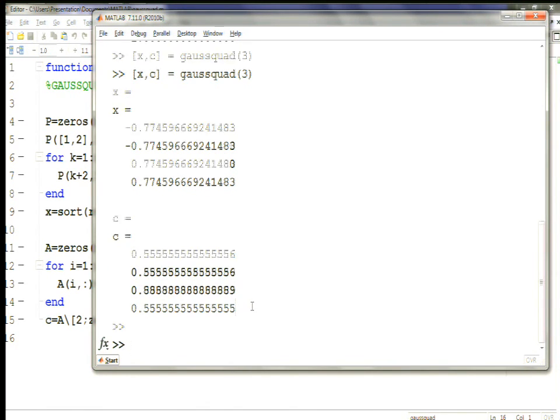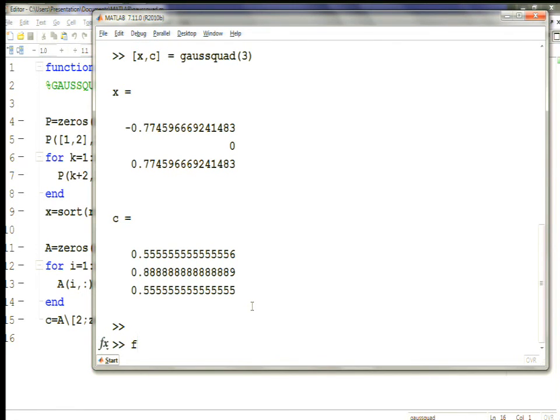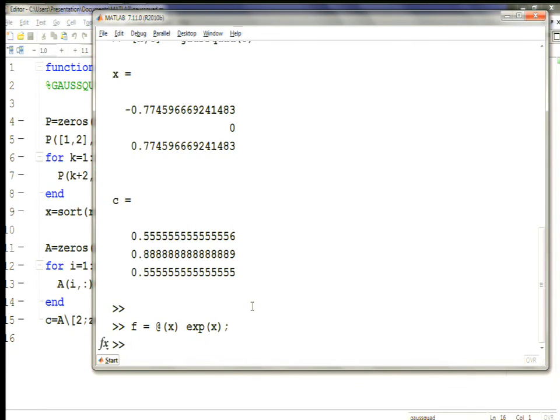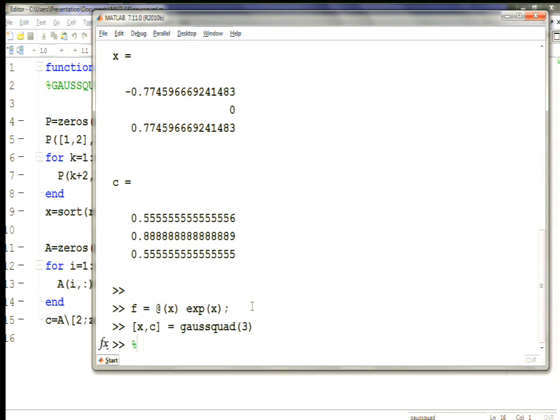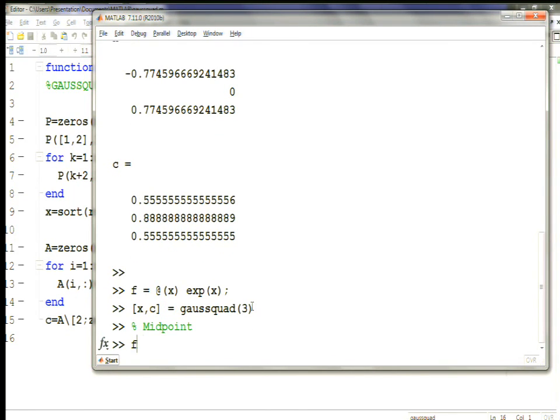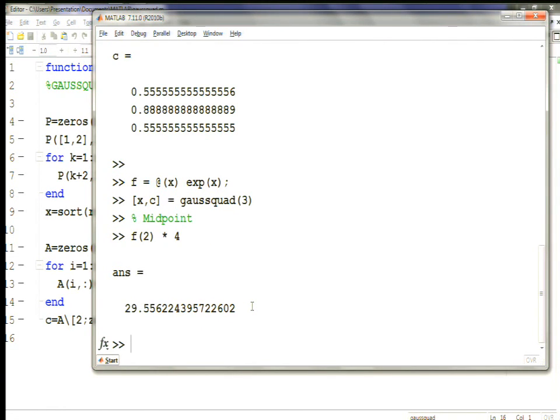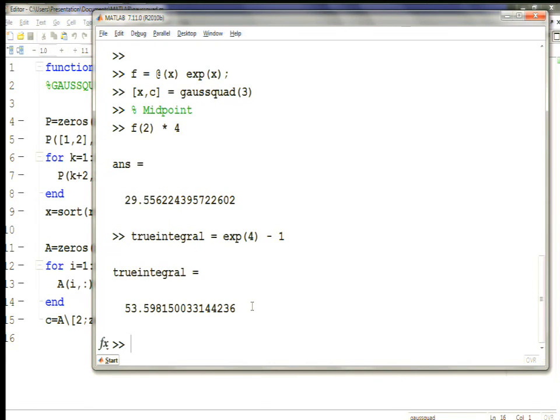All right, let me show you how accurate this can be. What are we integrating? F, always this one, from 0 to 4. So what I'm saying is that the midpoint method would say that you do f at 2 times the width of 4. That's not so good. True integral equals this. So that's horrible. Midpoint is just not doing a good job there.